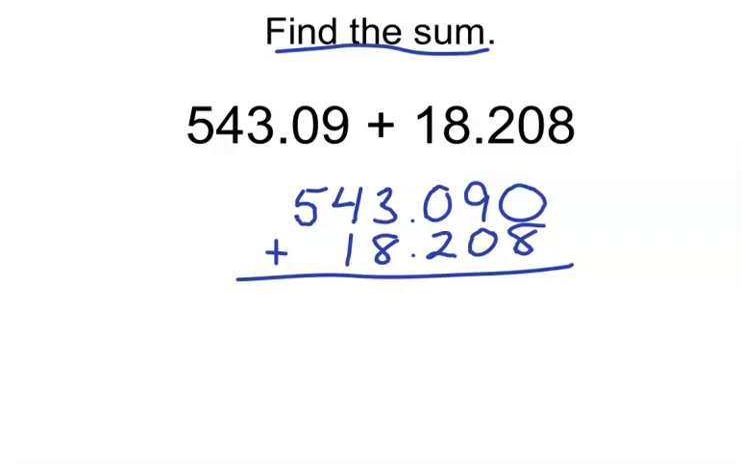All right, 8 plus 0 is 8. 9 plus 0 is 9. 2 plus 0 is 2. 8 plus 3 is 11. 4 plus 1 is 5. Plus 1 more is 6. And then we have a 5 here. And we'll bring down the decimal. There's our answer, 561.298. We found the sum. That's all there is to that one.